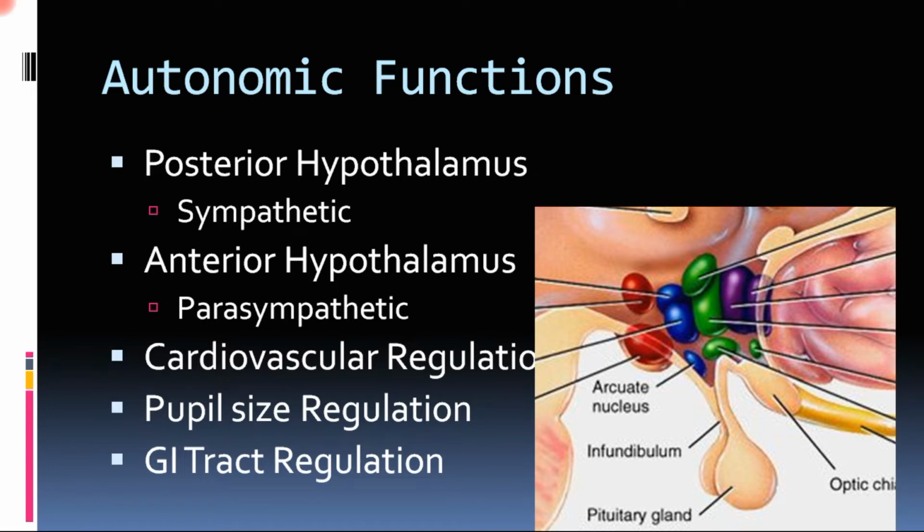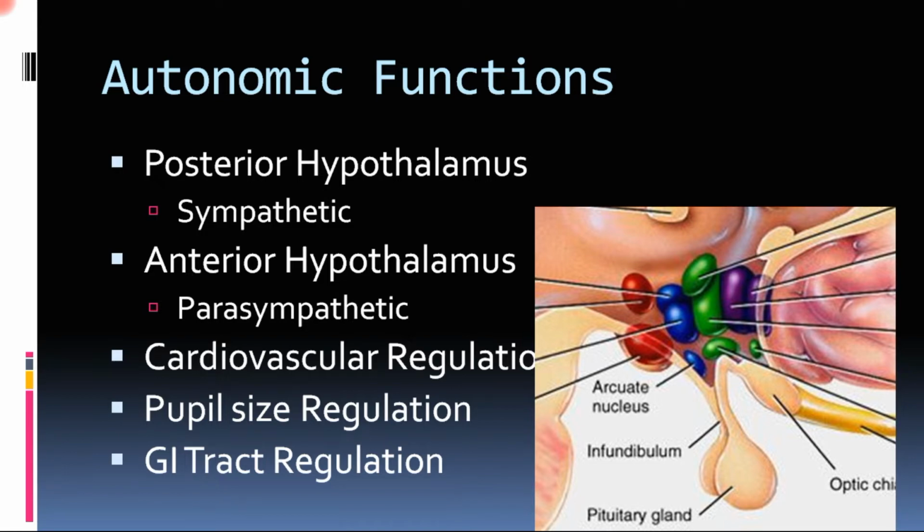If we look at another example, pupil size regulation, the posterior hypothalamus is a sympathetic center. So if we stimulate the posterior hypothalamus, it will cause pupillary dilation because it is a function of the sympathetic nervous system. And if we stimulate the anterior hypothalamus, it will cause pupillary constriction, which is a function of parasympathetic outflow. So that is how the anterior and posterior hypothalamus carry out their respective functions by stimulating the respective autonomic outflows.